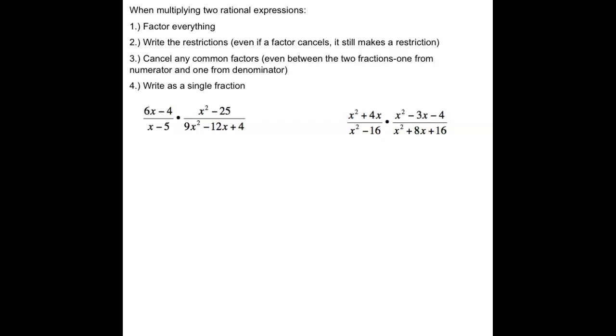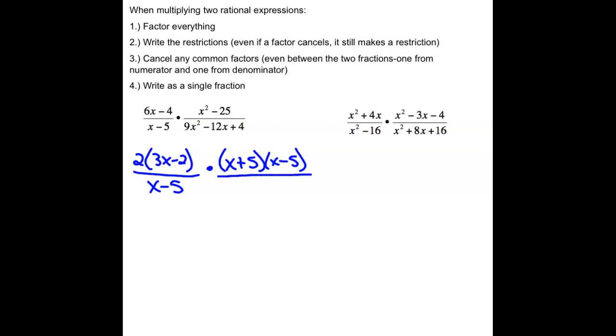So looking at factoring, our first numerator here, we could take a 2 out. That leaves me a 3x minus 2. For the denominator, we just have an x minus 5. There's really nothing we can do to factor that. Looking at our second numerator, we have x squared minus 25. That's a difference of squares pattern. It factors into x plus 5 and x minus 5.